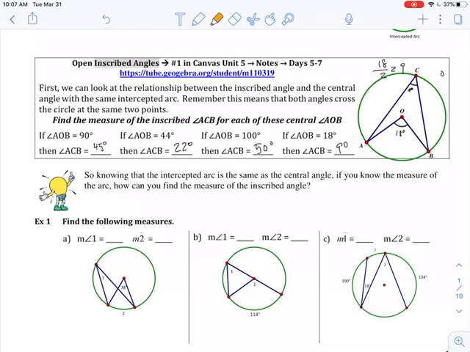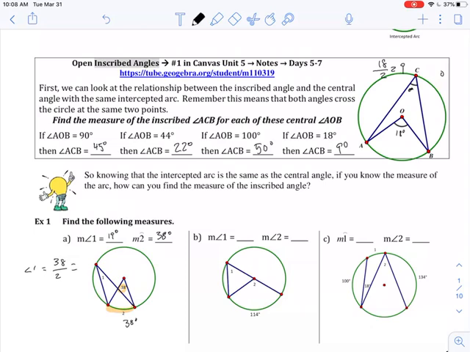So in example 1, the center angle is 38 degrees. So we should know that this arc right here would also be 38 degrees. Okay, so arc 2 would be 38 degrees. All right, angle 1 then would be half of that arc. So angle 1 would equal 38 divided by 2, right, which is going to be 19.